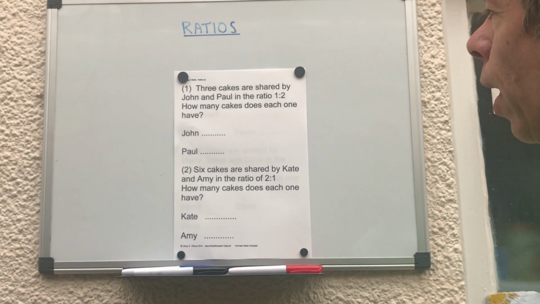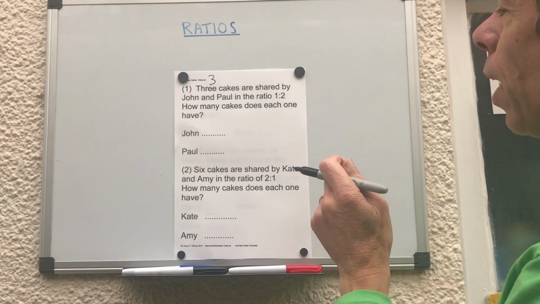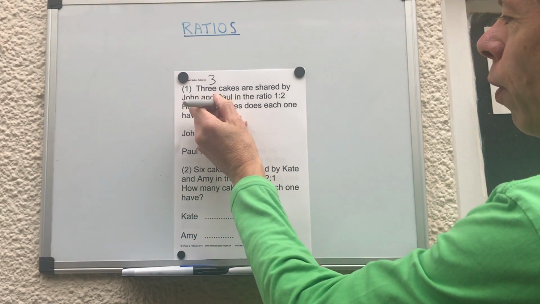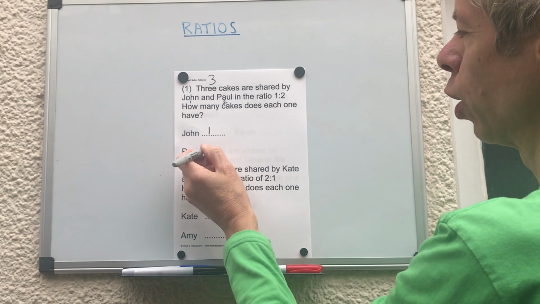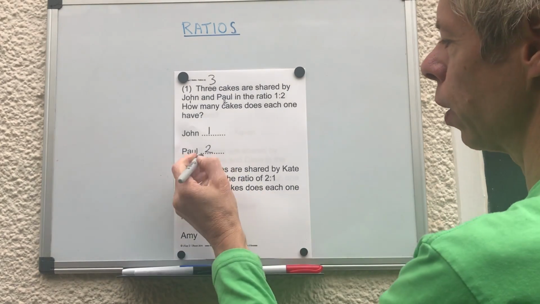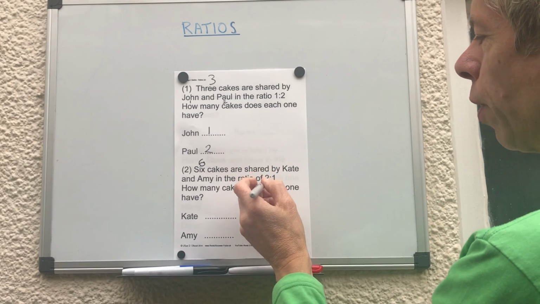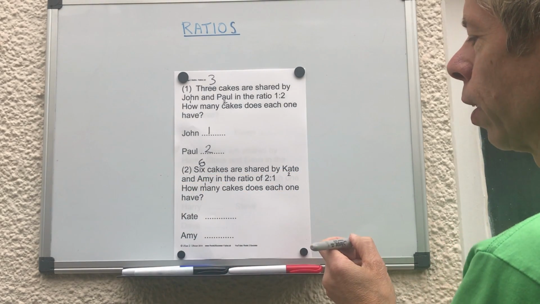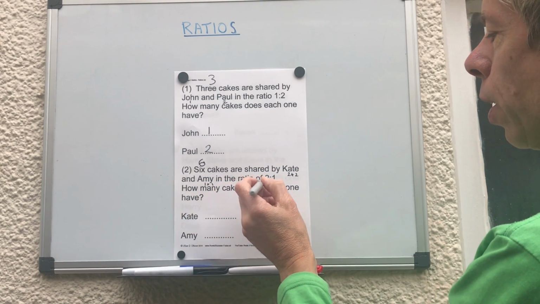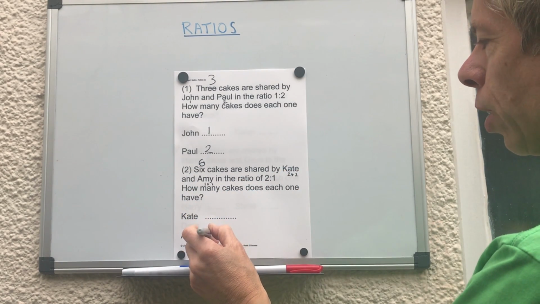So basically what you do, okay, how many cakes were there? There were 3. They've got to be shared in the ratio 1 to 2, so that means every time John has 1, Paul will have 2. So we start off with a very simple question. John has 1, Paul has 2. Job done. Okay, next question, slightly different because we've got 6 cakes shared between Kate and Amy in the ratio 2 to 1. So every time Kate has 2, Amy has 1. You might have noticed that we've got 4, 5, 6, which is what we were asking for. So Kate has 4, Amy has 2.